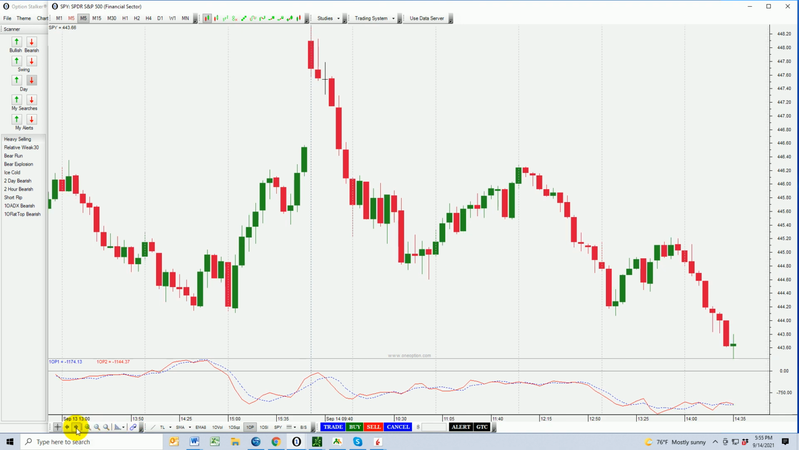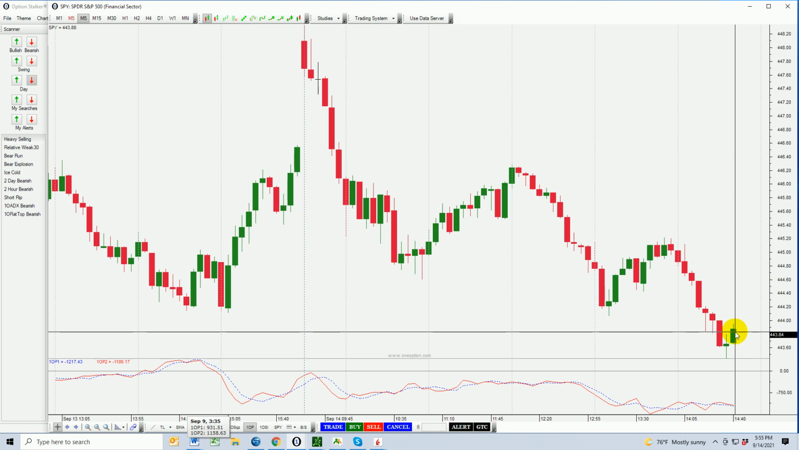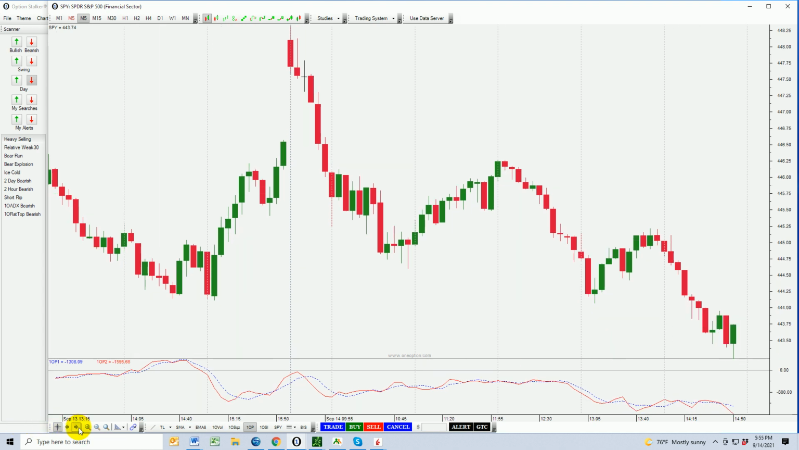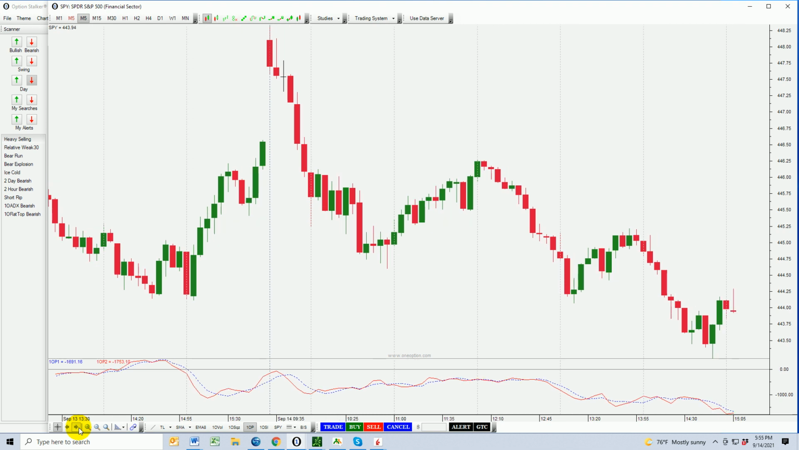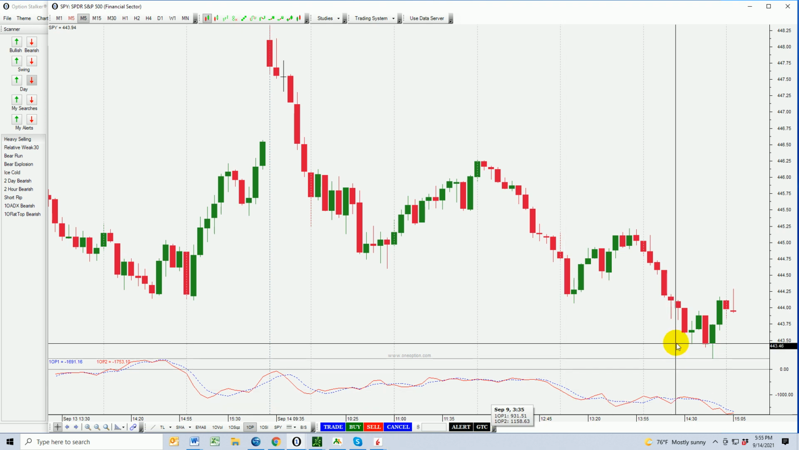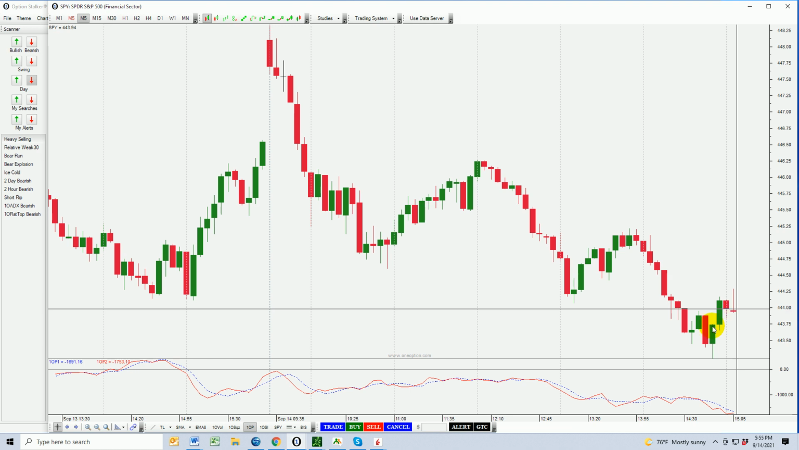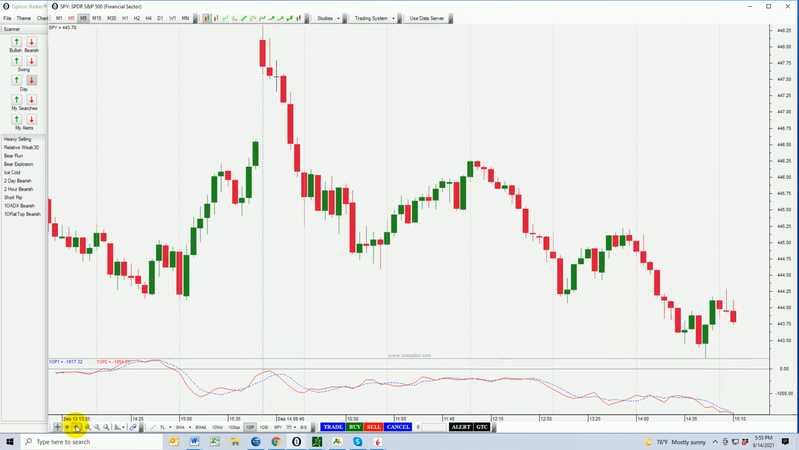Got a doji, need a red candle here. Didn't get it through the halfway point right here. Now I'm gonna be taking my profits on that short position. Even though the market went down, I was okay on that. And now you're starting to get kind of a mixed bag of movement. You've got green, got red, you got green, you got red. So we're starting to chop around and form some support here.